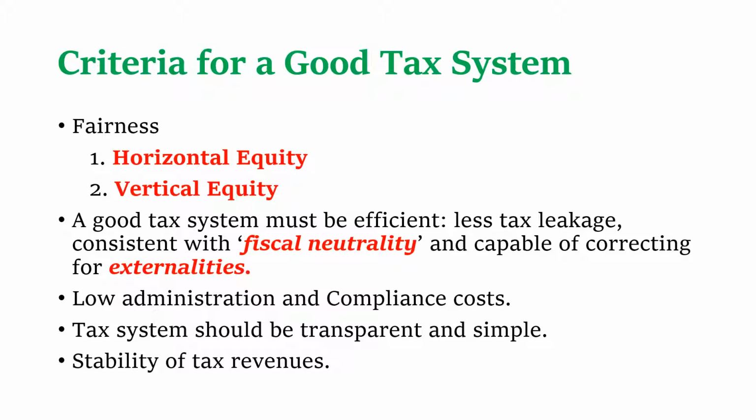Now we talk about fairness, which covers horizontal equity and vertical equity. Then a good tax system must be efficient, with less tax leakage, consistent with fiscal neutrality, and capable of correcting for externalities. If the tax is not capable of correcting for externalities and is not consistent with fiscal neutrality, then that is not a good tax system.